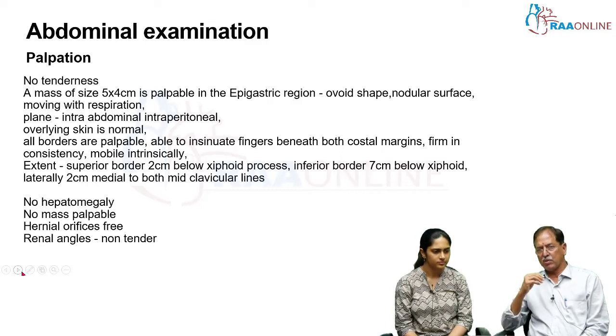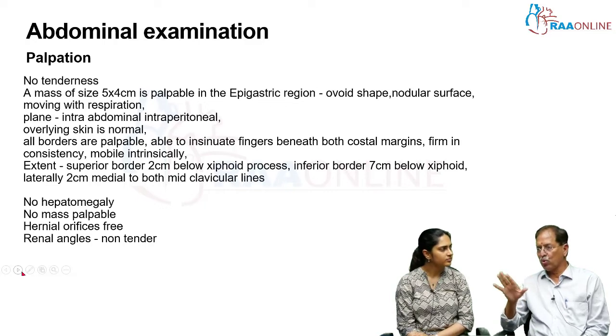Why do you say it's intra-abdominal, intraperitoneal? Because it's moving with respiration. Only intra-abdominal, intraperitoneal swellings will move with respiration. Why do you want to tell the skin is normal? Sometimes if it is a parietal swelling, there may be stretched, shiny skin with inflammatory signs. But when it is obviously moving, we will exclude parietal swelling.